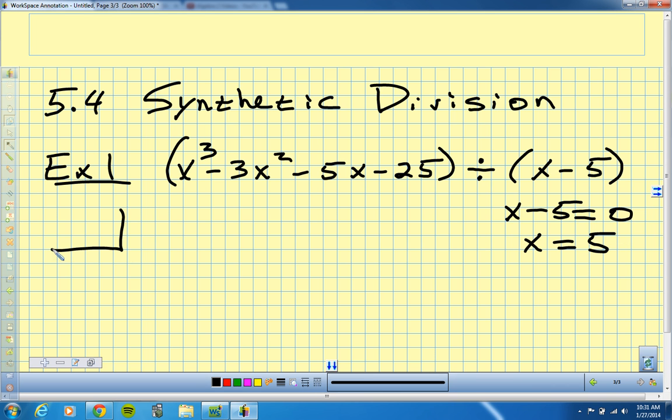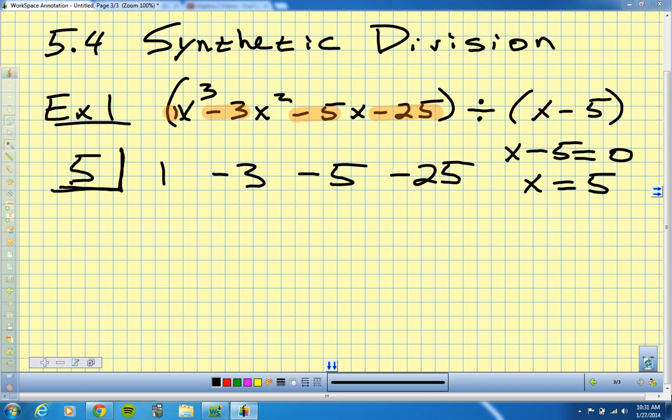So we're going to put 5. I call this the elbow right here. We're going to put 5 in the elbow. So I have to take this binomial, set it equal to 0, and that's what goes in the elbow. Then I take each coefficient, right? So I have a 1 here, negative 3 here, negative 5 here, negative 25. And I write those, no variables, just the number form. So 1, negative 3, negative 5, and negative 25. I write it just like that.